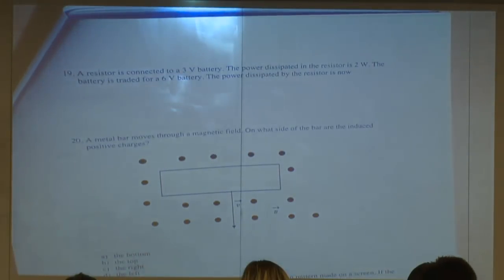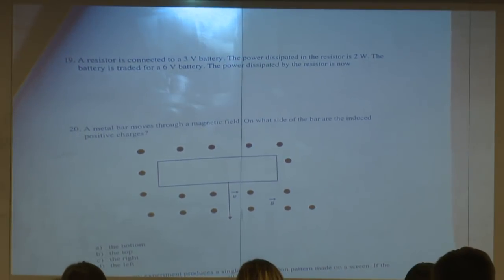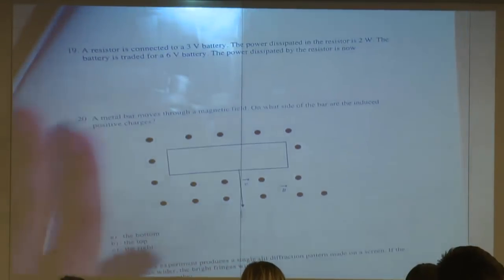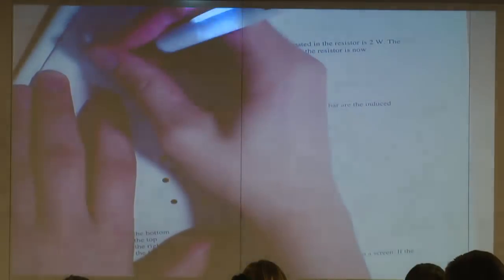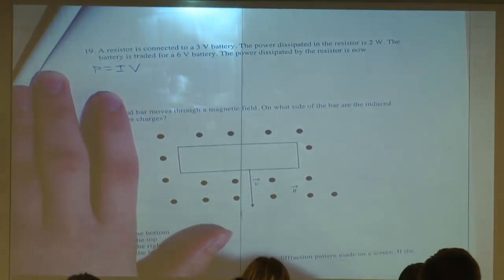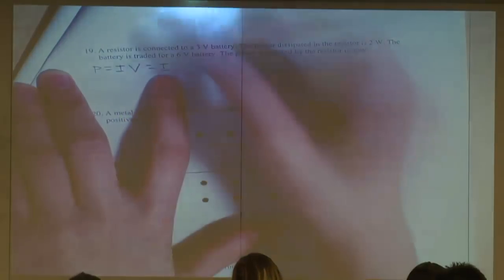Okay, so let's go to number 19. This is one of the power dissipated questions. It says a resistor is connected to a 3-volt battery. The power dissipated in the resistor is 2 watts. The battery is then traded for a 6-volt battery, and it's asking what the power dissipated is now. I'll go ahead and write all the power equations. You're given P equals IV on your formula sheet if you have Dr. Kong, but as you probably know by now, there's also I squared R.